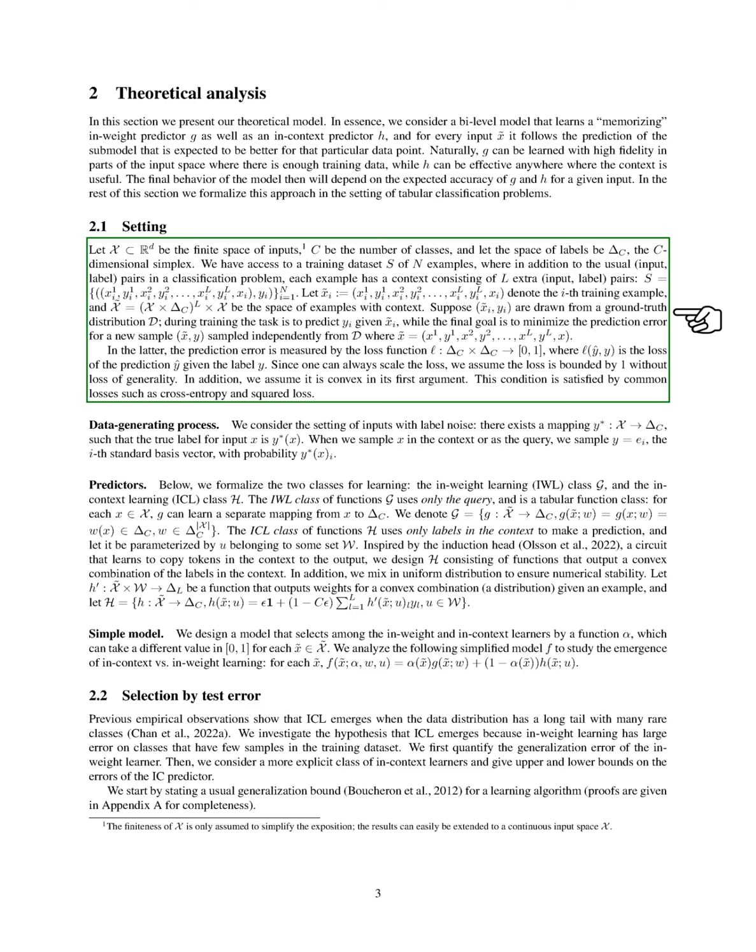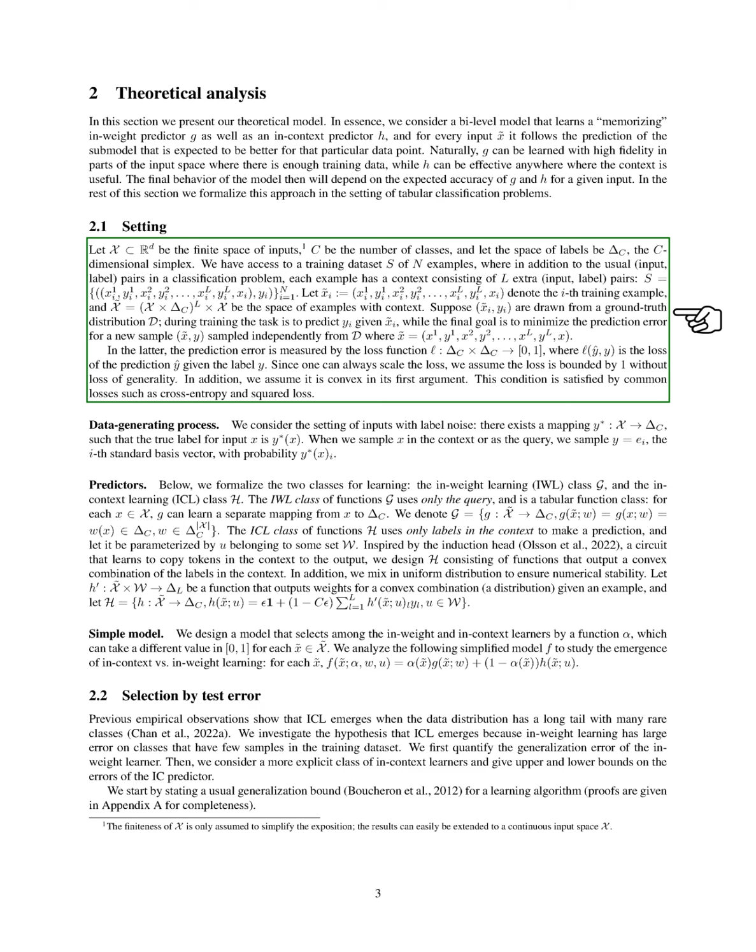We can scale the loss, so we assume it is bounded by 1 and is convex in its first argument, which is true for common loss functions like cross-entropy and squared loss. Next, we consider a scenario where inputs may have label noise. There exists a mapping that defines the true label for each input. When we sample an input, we also sample its label based on this mapping.